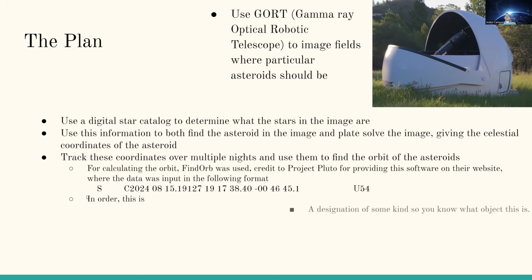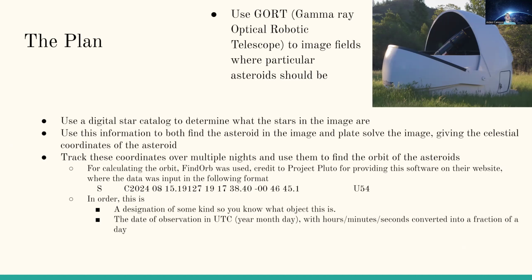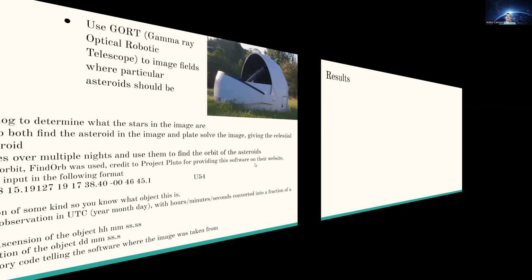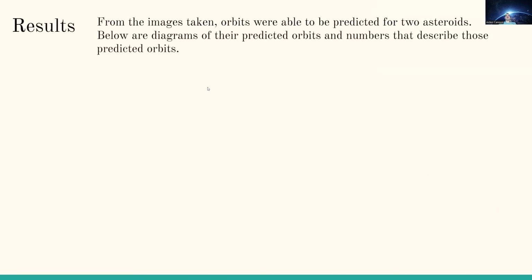In order, what this is, it's a designation of what object you're talking about, and then year, month, day, and hours, minutes, and seconds as a fractional day, and then you have the right ascension and declination in hours or degrees, and then minutes, seconds, and fractional seconds. This U54 at the end here is an observatory code, so you can tell the software where exactly the image is from. For the results, we were able to get some images.